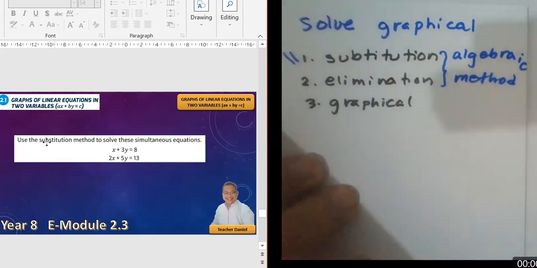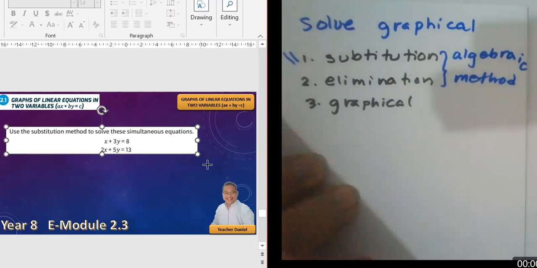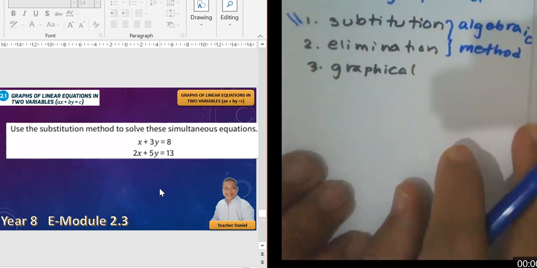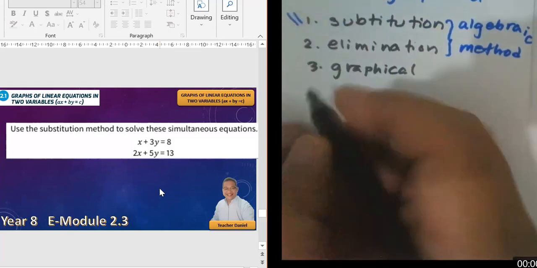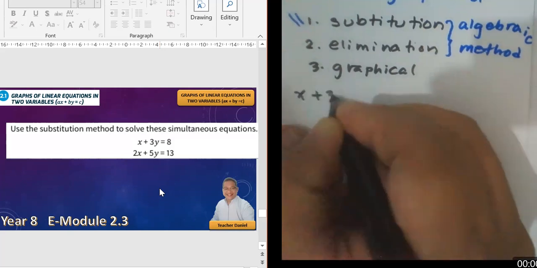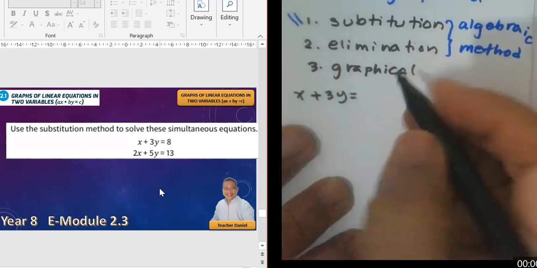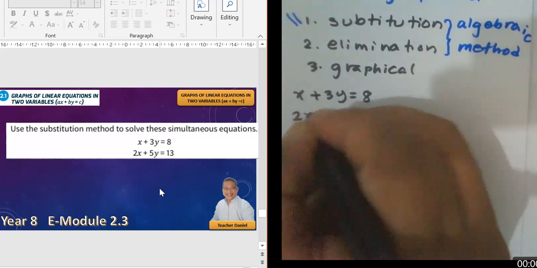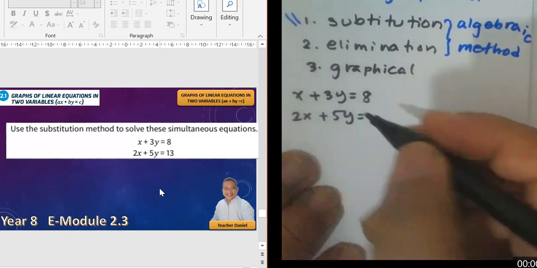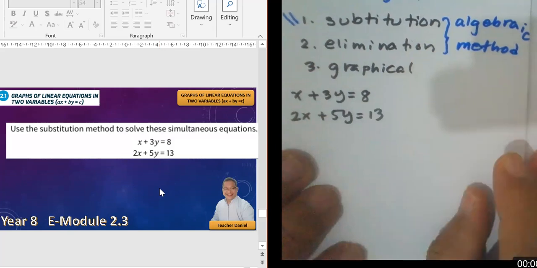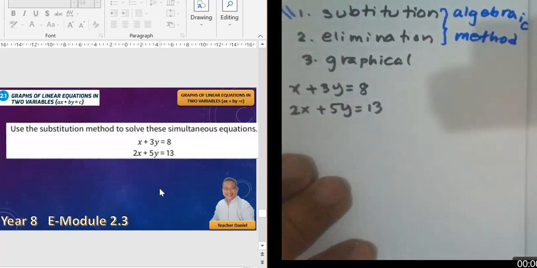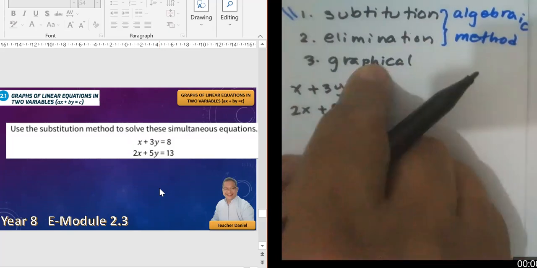Example: x plus 3y is equal to 8, and 2x plus 5y is equal to 13. Now you might ask me, Teacher Daniel, how shall we know that we're going to use substitution? Well, you can use any of these methods, you will get the same answer anyway.